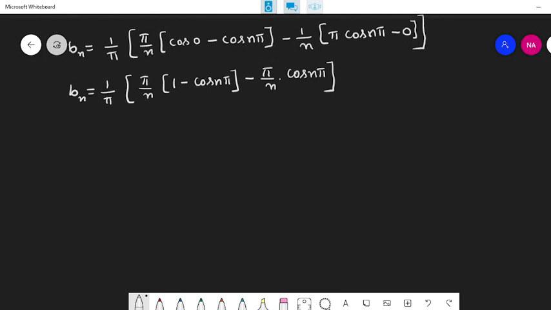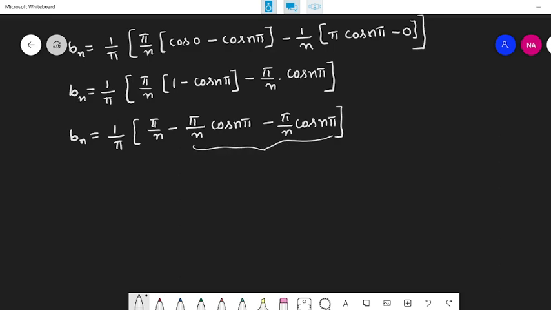Now, if you take pi by n outside, okay, let us write one more term. Let us split this, then take common factor. Pi times, it is pi by n minus pi by n cos n pi, again minus pi by n cos n pi. Right. Now, these two terms will add up. Get Bn equal to 1 by pi by n. So we can take pi by n outside.